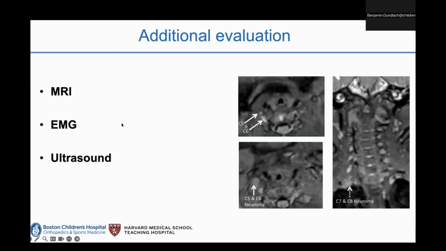Additional evaluations or tools in evaluating the brachial plexus birth injury patients are MRIs, EMGs, and ultrasound. And these are very institution or region specific in their value in evaluating these patients. Seen on the right here are images of a nap time MRI, which my partner, Dr. Bauer, will talk to you about in their lecture.